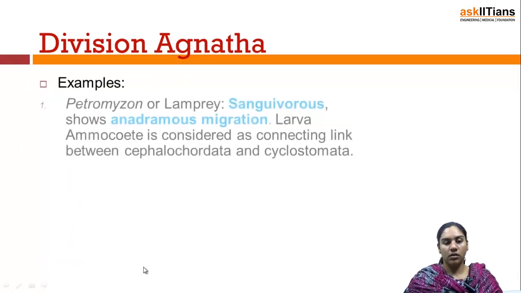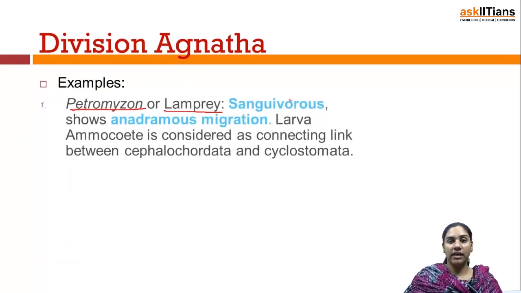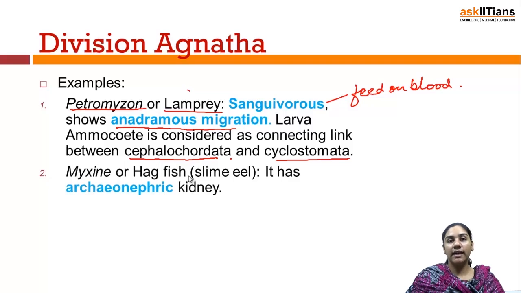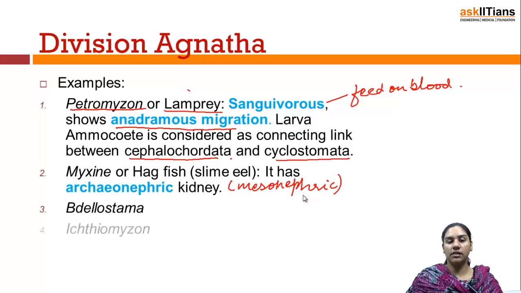The examples include Petromyzon or lamprey. These are sanguivorous fishes, means they feed on blood. And the larva, that is the ammocoete larva, is considered as the connecting link between the Cephalochordata and the Cyclostomata. The Petromyzon or the lamprey shows anadromous migration. This is a kind of migration in which the animals migrate from the marine water to the fresh water. The Myxine or the hagfish, that is a slime eel, has archinephric kidney. So these archinephric kidneys can also be known as the mesonephric kidney. Other examples can be Bdellostoma and Ichthyomyzon.